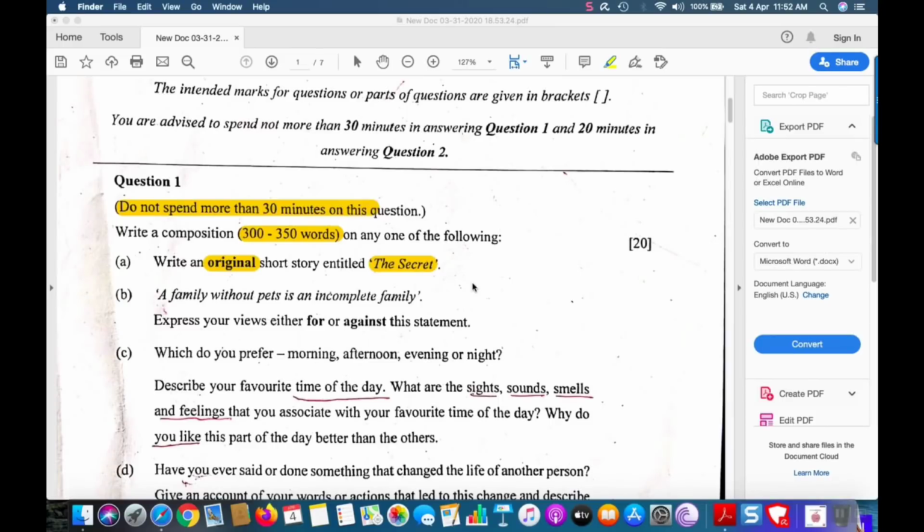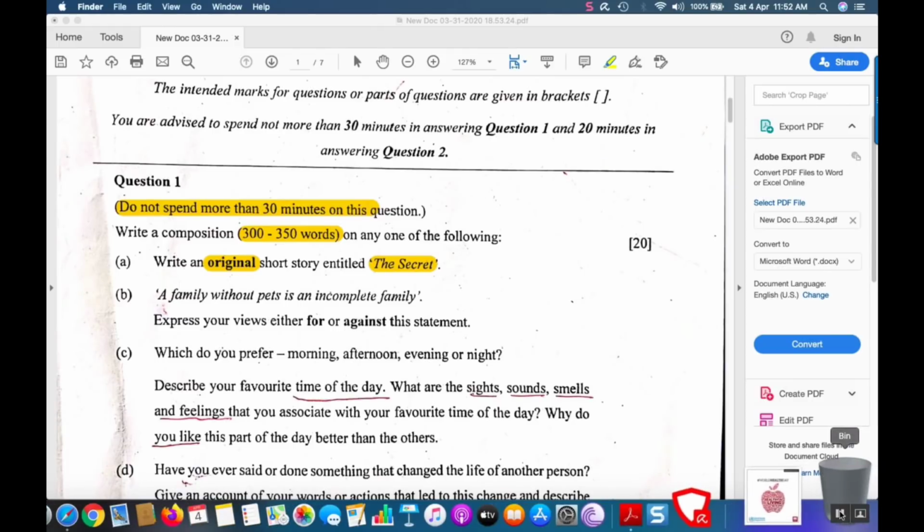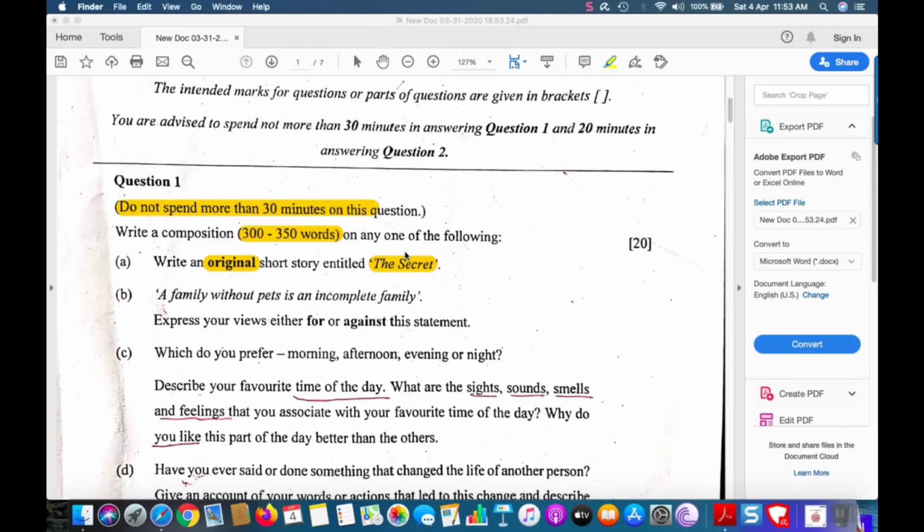And the next is the atmosphere of the story. How do you create an atmosphere? For example, if you're writing a story which is full of suspense, how will you create that suspense in your writing, in the scenes that you create in your story? Now, in this story, the title is The Secret. So, you must keep the following things in your mind.